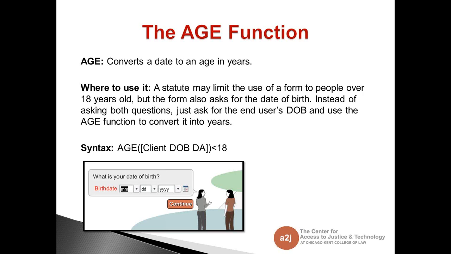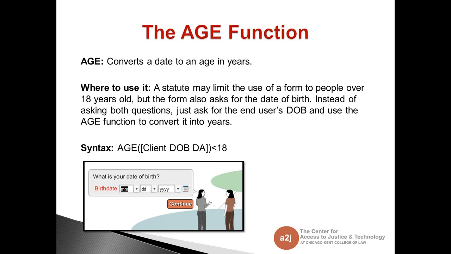So instead of asking the end user two different questions, just ask them one question and tell A2J to figure out if they're over 18 or not. Instead of asking them, are you 18, yes, no, and then if they are over 18, later asking them for their date of birth, just upfront ask, what is your date of birth?